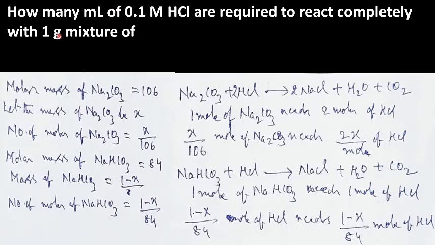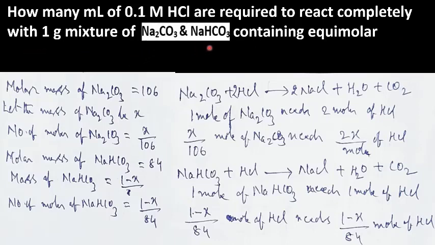Now let us do a problem. How many milliliters of 0.1 M HCl are required to react completely with 1 gram of a mixture of sodium carbonate and sodium bicarbonate containing equimolar amounts of both? This is the NCERT textbook question. Now let us do the solution here.